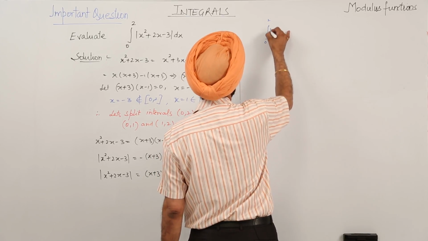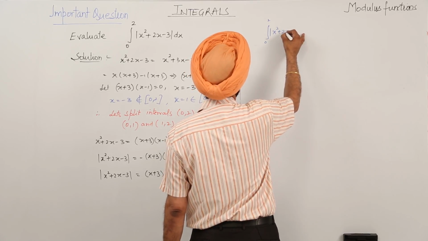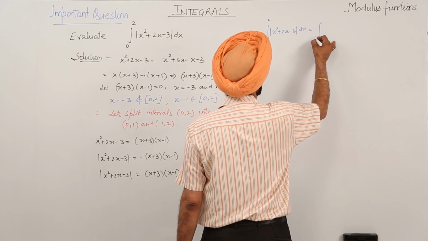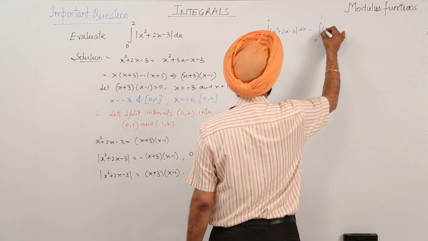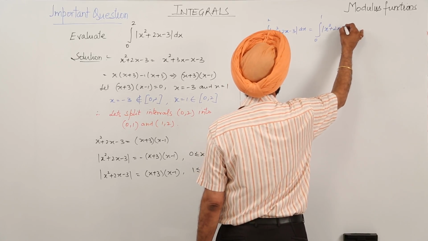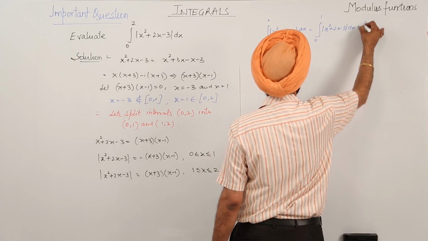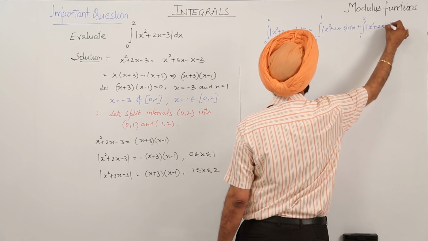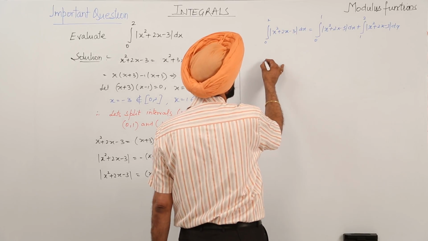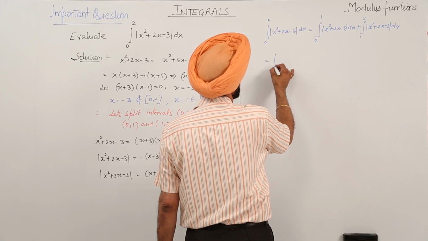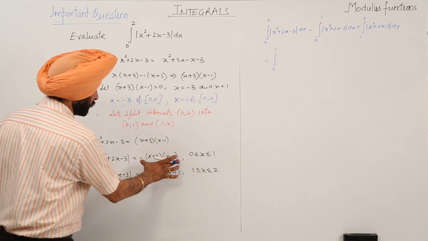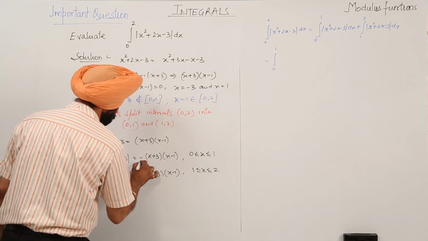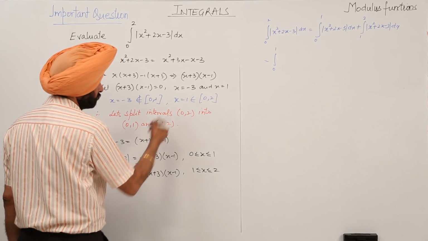So now the question becomes integration from 0 to 2 of the modulus of x square plus 2x minus 3 dx is equal to integration from 0 to 1 of the modulus of x square plus 2x minus 3 dx plus integration from 1 to 2 of the modulus of x square plus 2x minus 3 dx. Now this becomes, 0 to 1, this part. Okay, now what is this part?